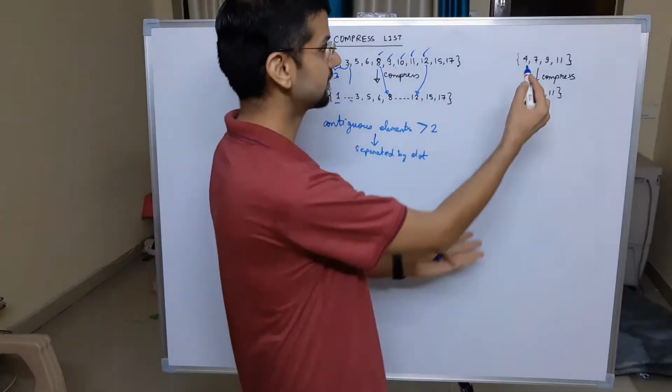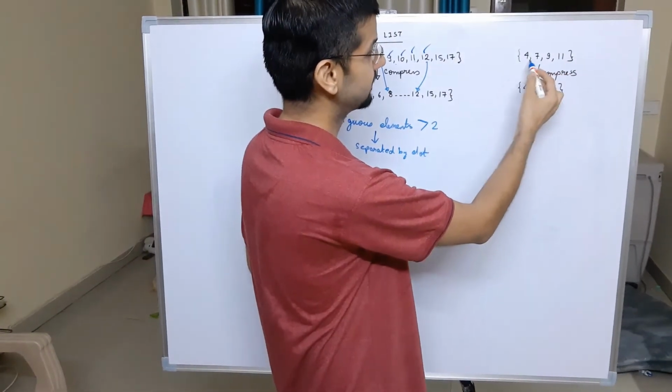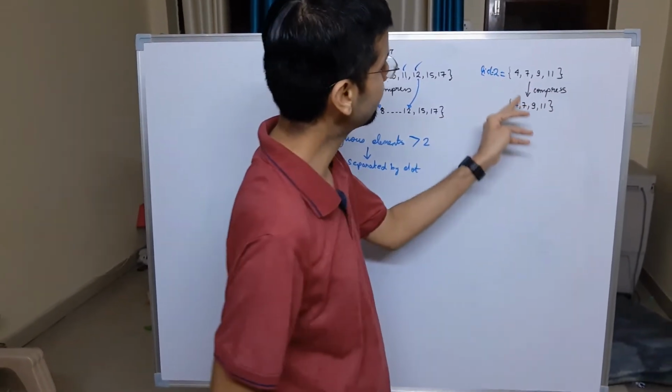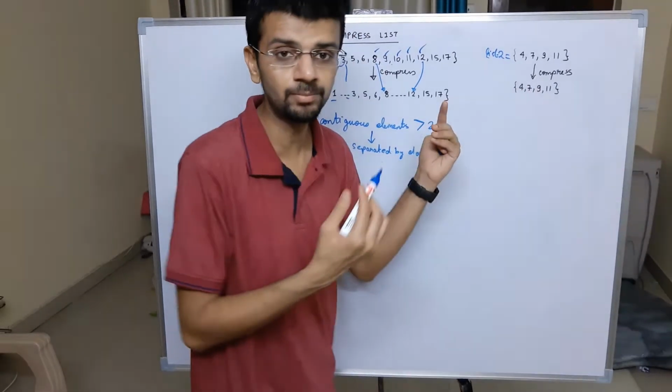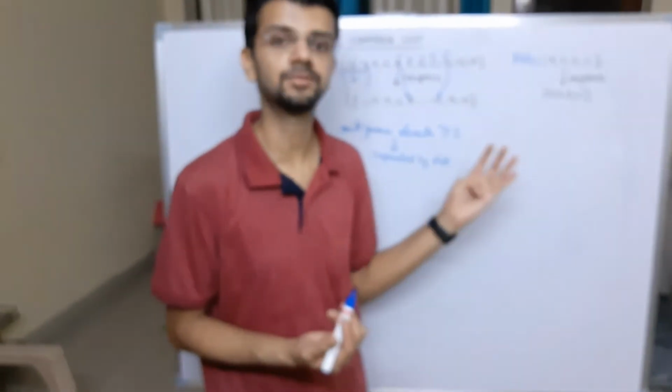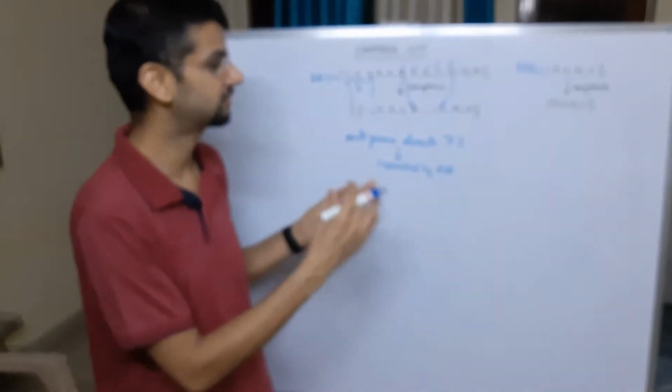Another sample, 4, 7, 9, 11. Here you have no contiguous elements. They will remain as they are after the compression because they cannot be compressed. So this is a brief summary of the problem, which I have tried to capture first.